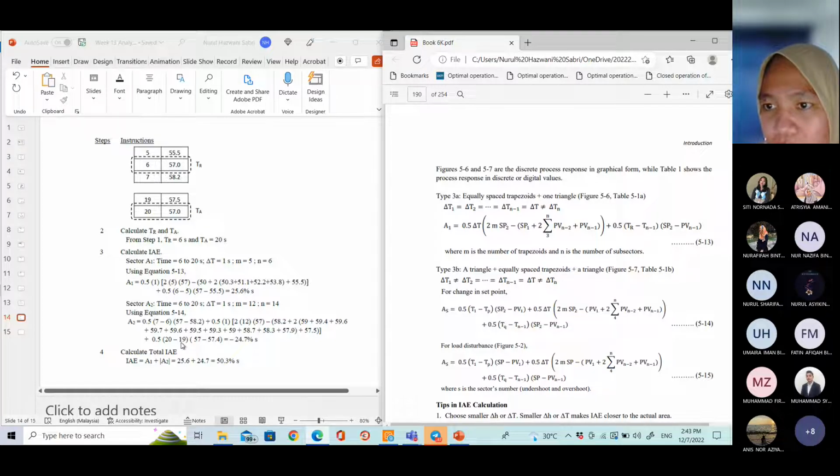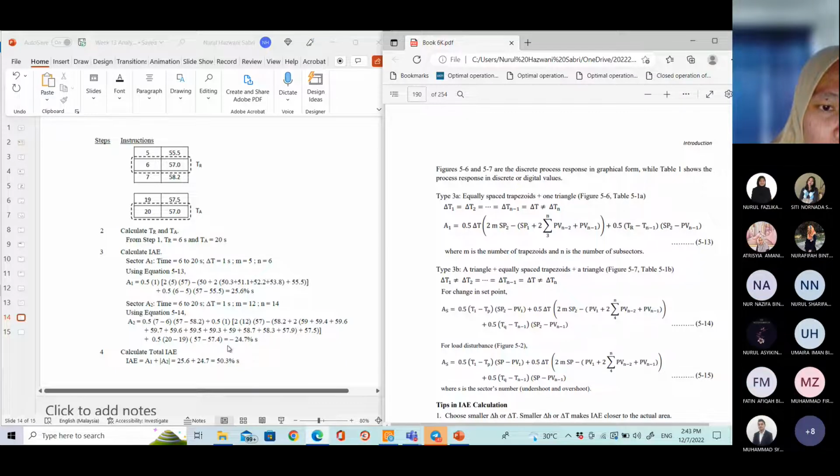So SP2 57 minus PVN minus 1, which is 57.5. There is a typing error here. This one is 57.5, it's not 57.4. Okay, can you understand? So when you calculate this, you will get negative 24.7. The unit is percentage second.